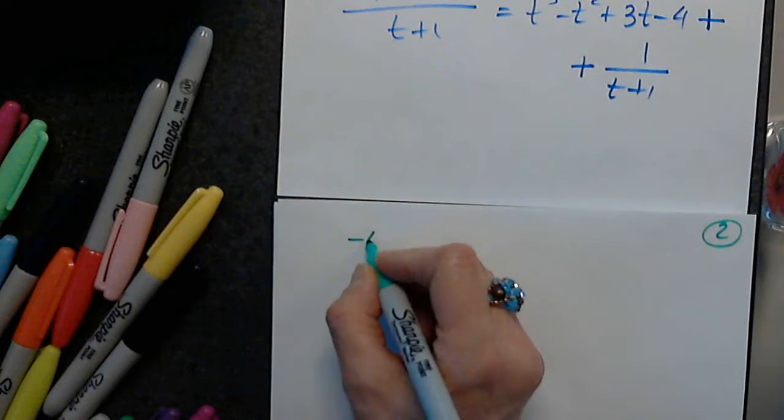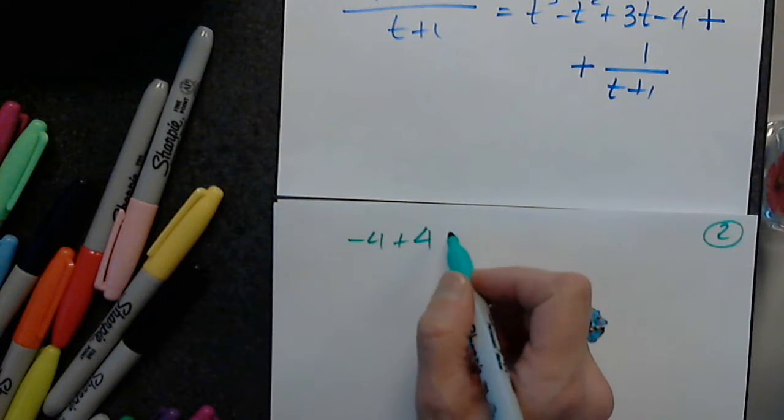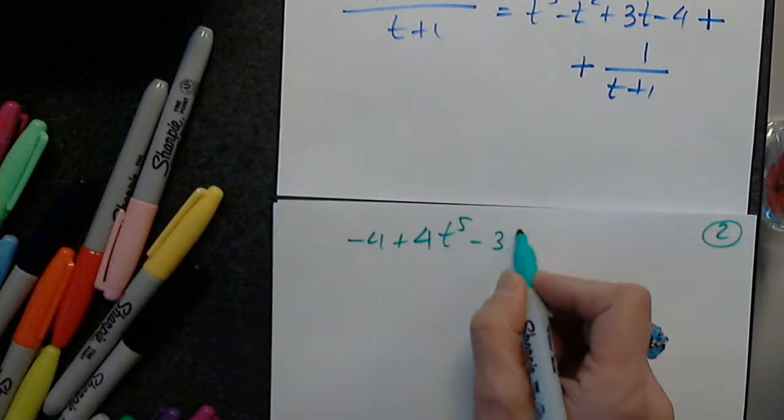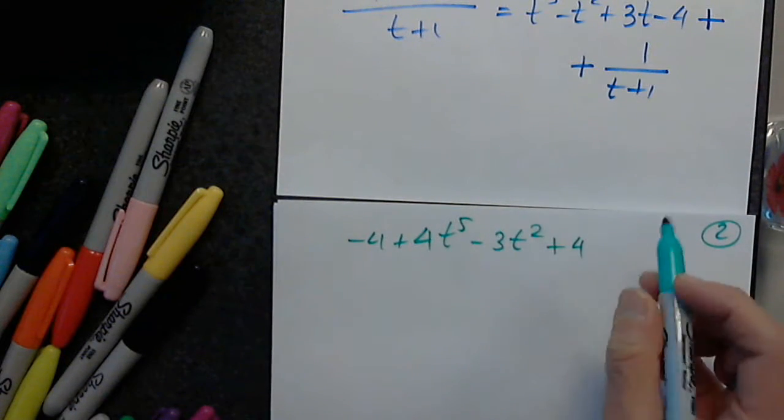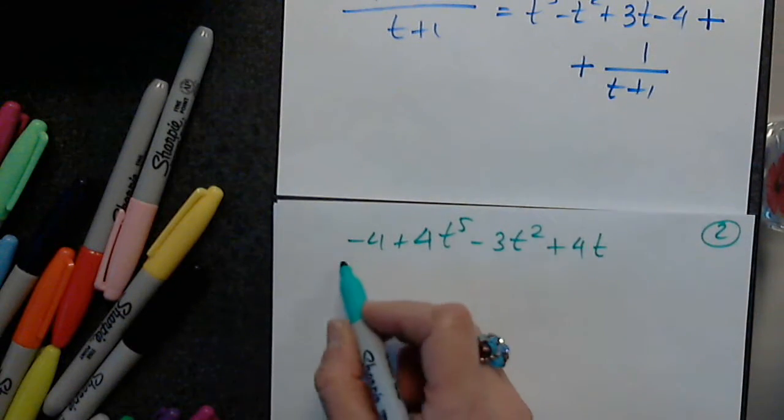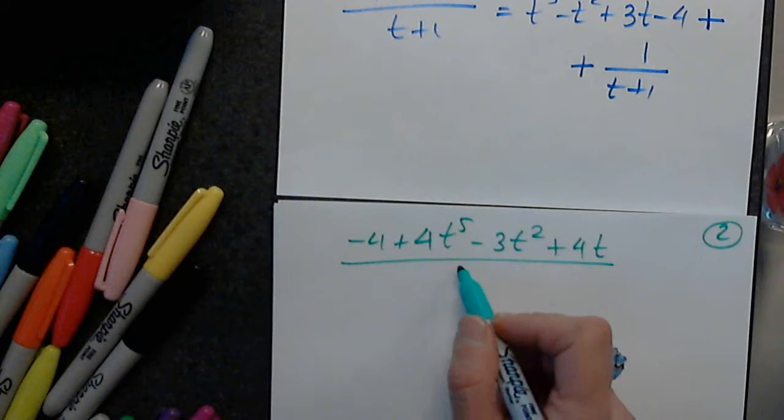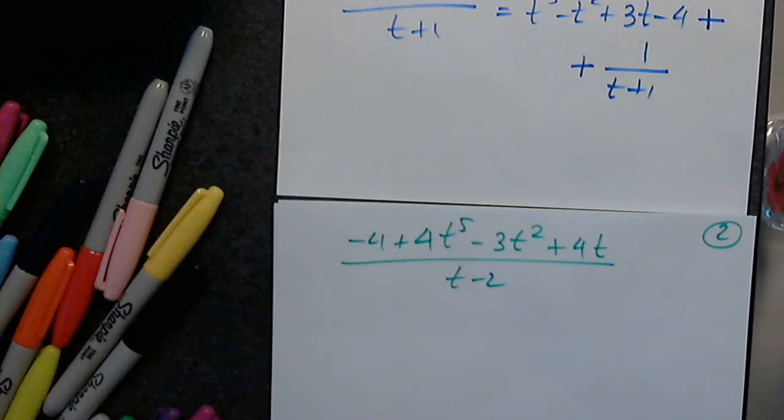Okay, here it is. Negative 4 plus 4t to the fifth minus 3t squared plus 4t, divided by t minus 2. Okay, so let's work on this. Would you adjust the top in descending order? Mandatory. I cannot start before I ask myself 2 questions. Well, I should say even 3.